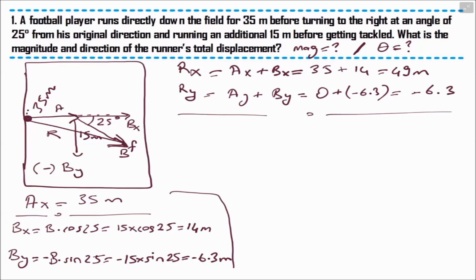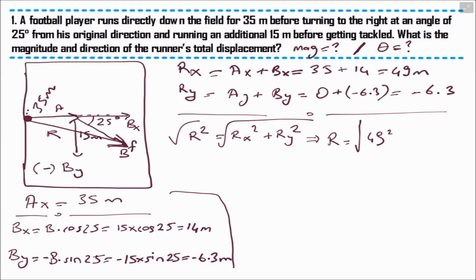And to calculate the magnitude of the resultant vector, we will use the Pythagorean theorem. R squared equals Rx squared plus Ry squared. If you take the root of both sides, R will be equal to the square root of 49 squared plus negative 6.3 squared.